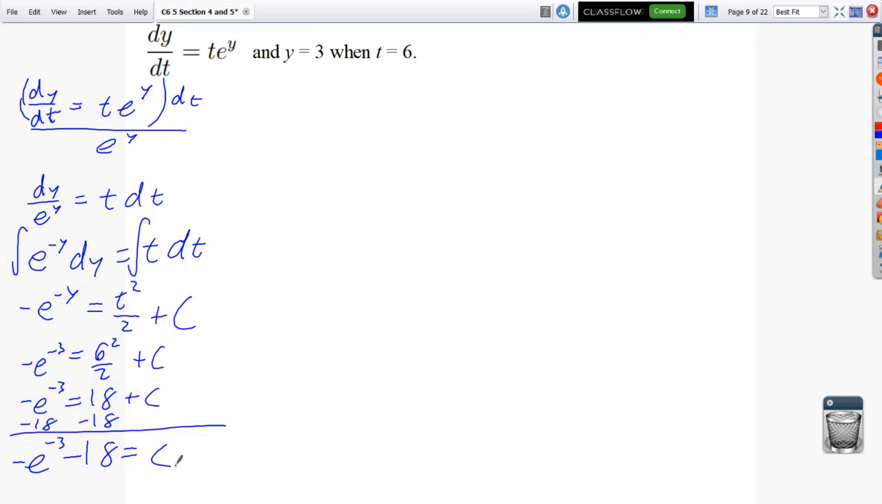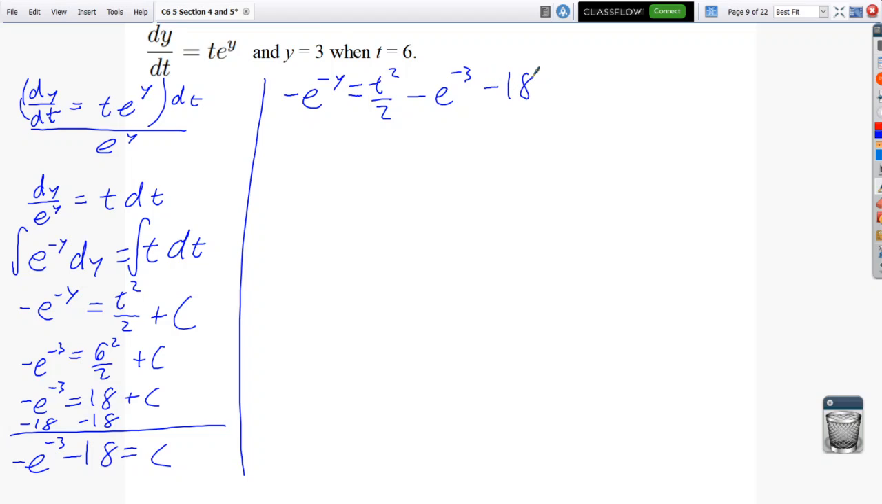Could I put that as a decimal value? Sure, but why would I? Why on earth would I? Now I'm going to just put this into my general solution where I've got negative e to the negative y is equal to t squared over 2 plus c. So minus e to the negative third minus 18. So it looks like I've found my c, I've plugged it back in.